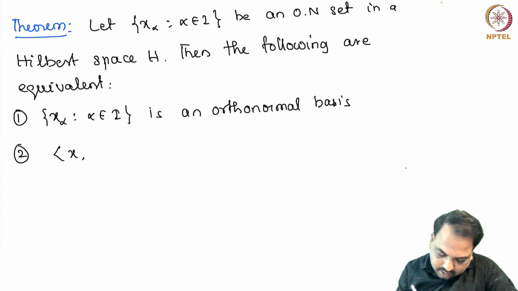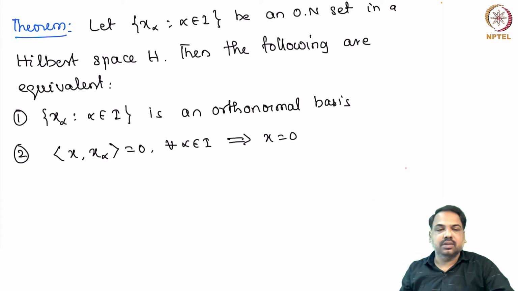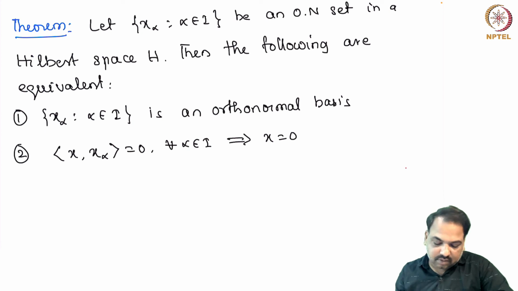Second: if you take the inner product of vector x with x_alpha, and if this is 0 for every alpha in I, you can say that x must be 0. Usually we know that if x is orthogonal to every vector in the inner product space or Hilbert space, that vector must be 0. Here, when x is orthogonal to every element of the orthonormal set, then x must be 0.